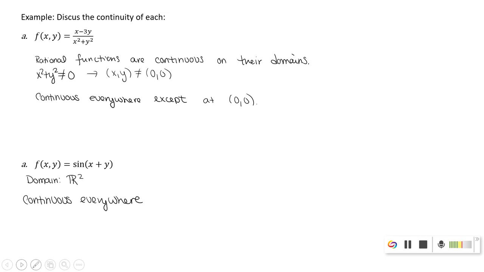So if we want to determine where a function is continuous, if we're talking about rational functions, trig functions, logs, exponentials, polynomials, square roots, those functions are always going to be continuous on their domains.